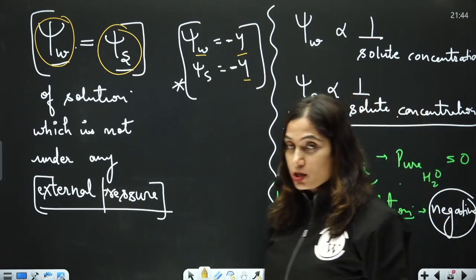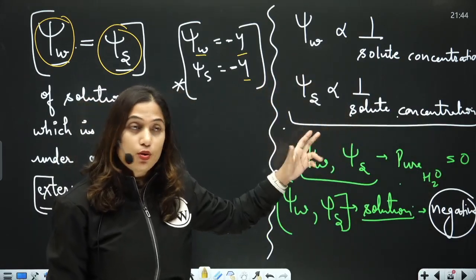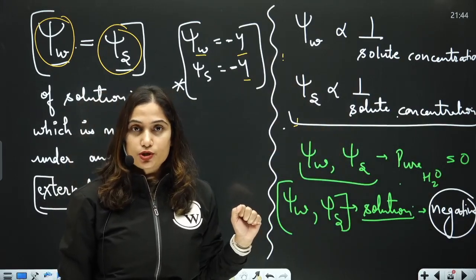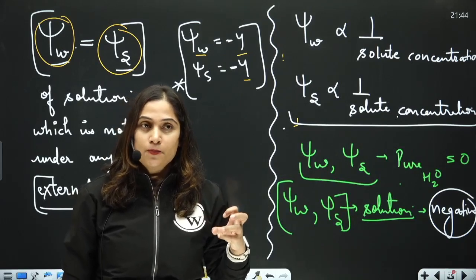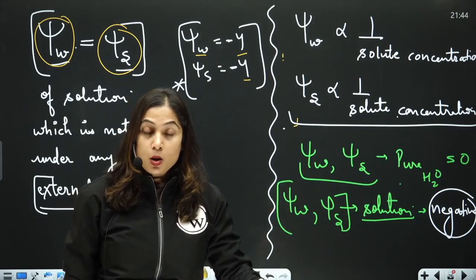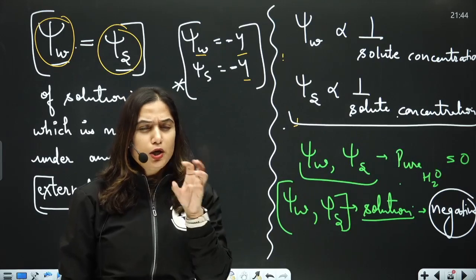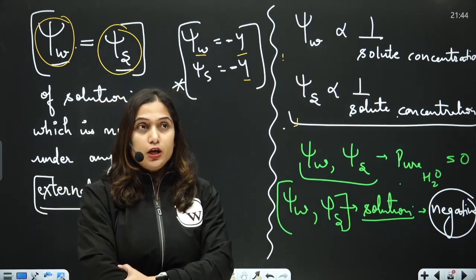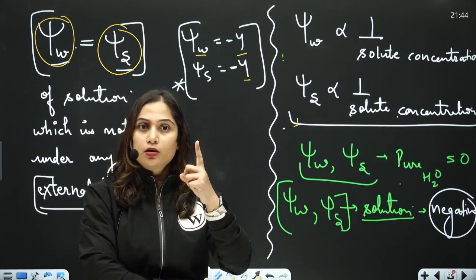Are you getting the point? So I will say that both water potential and solute potential are inversely proportional to solute concentration. It is very common that students think that water potential decreases when we add solute particles, but solute potential increases when we add solute particles. It is a very common question students ask: ma'am, if we increase the solute concentration, the solute potential will increase?